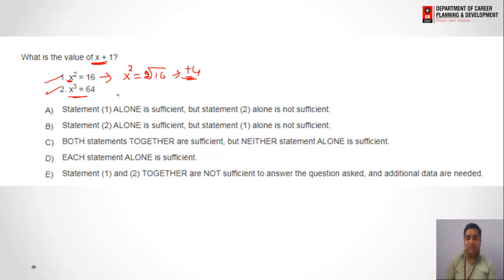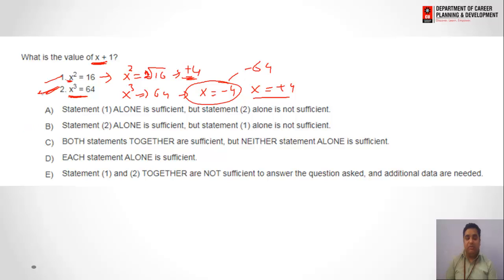As per the second statement, x power cube is 64. For this, if we take x as minus 4, this gives us the answer as minus 64, which is not true. That means x is equal to plus 4. That means by using statement 2 alone, we have the single value of x.